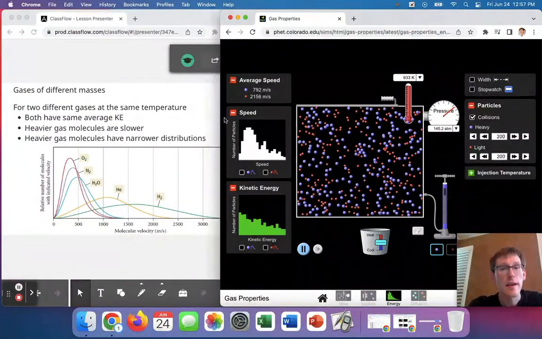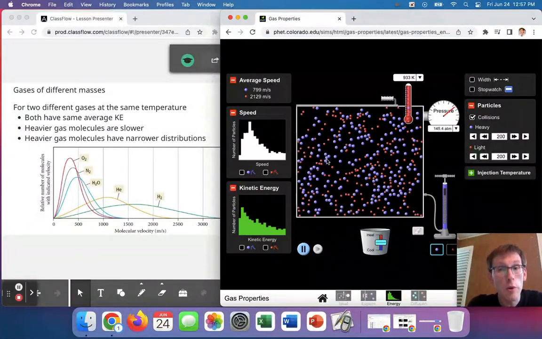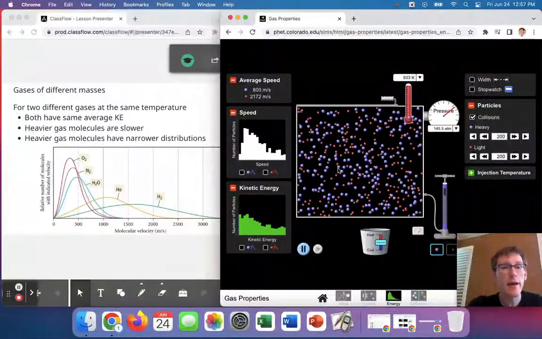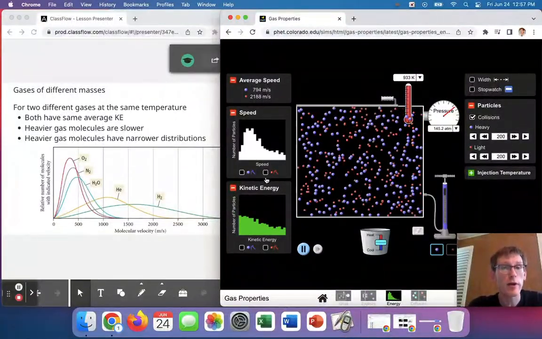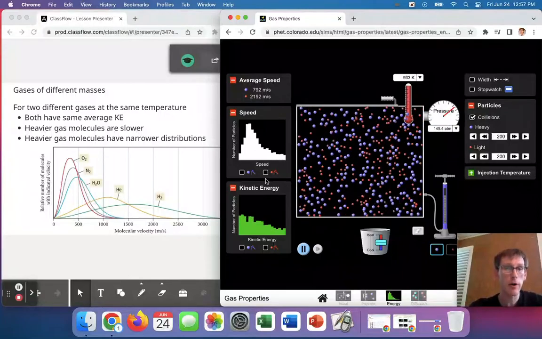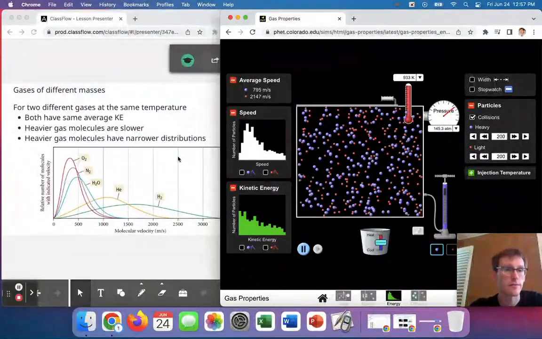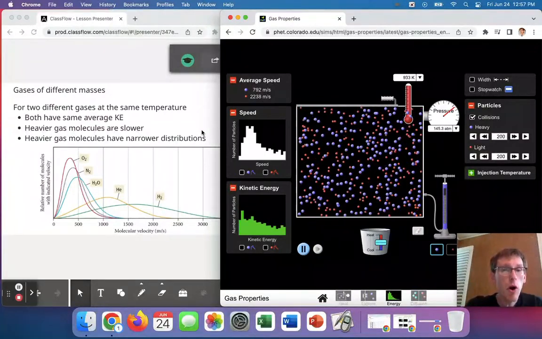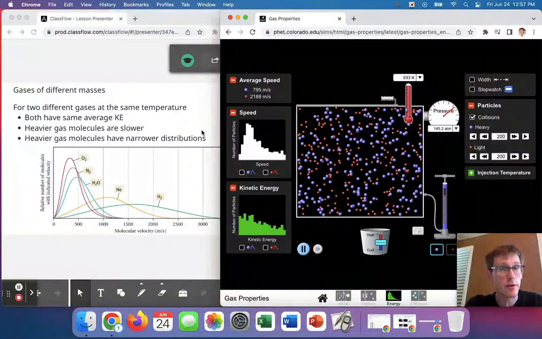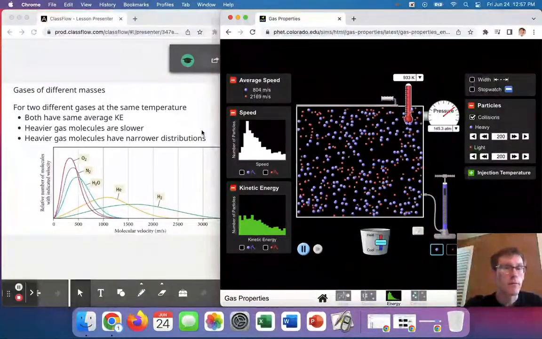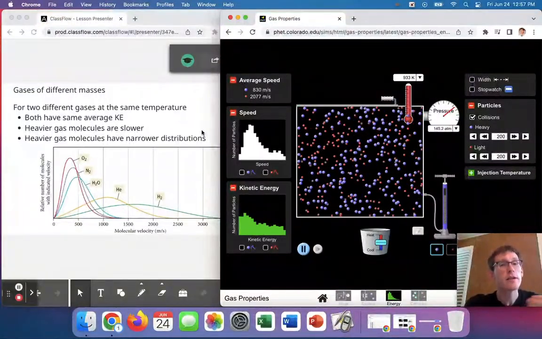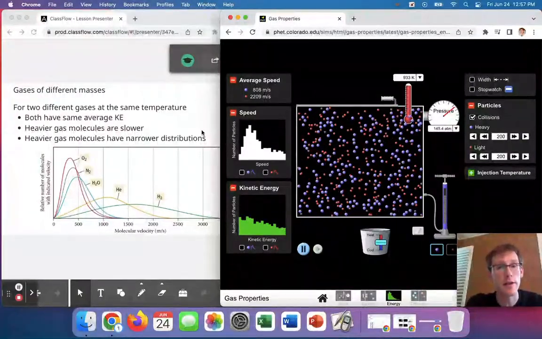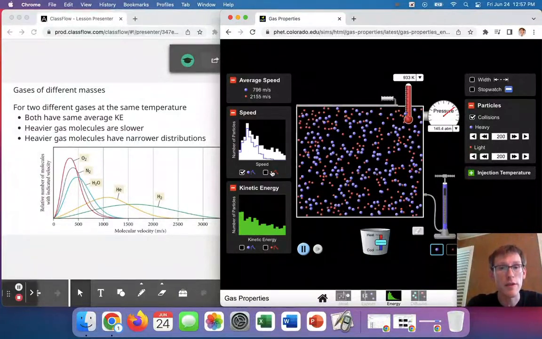That's because in the case of these samples having the same temperature, we need to have 1/2 mv squared be equal for the big particles and for the small particles. So what we know is that since they have the same kinetic energy, the small particles need to be moving faster in order for their mass times their velocity squared to be equal to the mass of the heavier particles times their velocity squared. And that's what we're seeing.